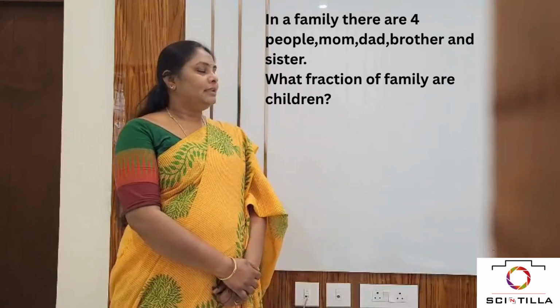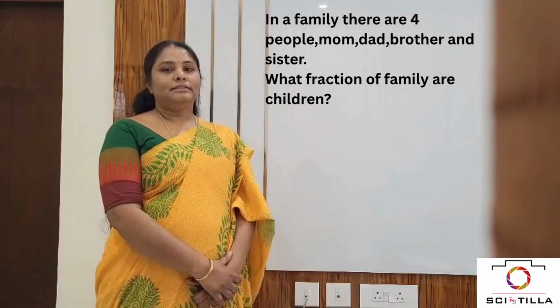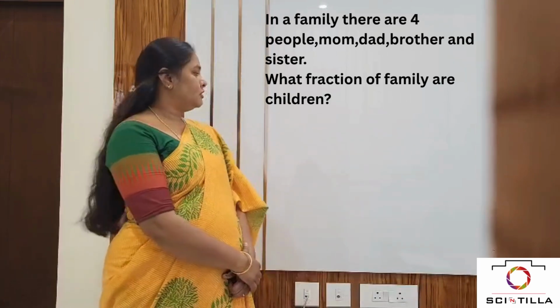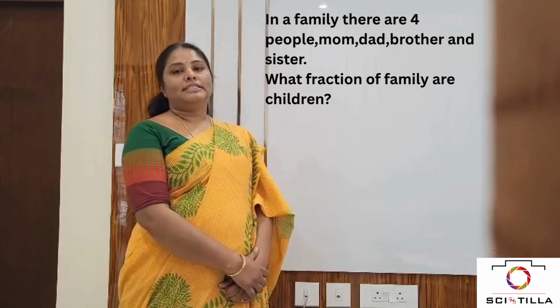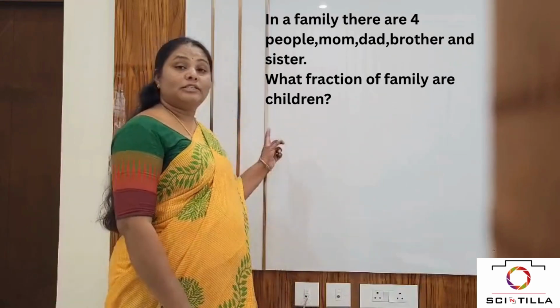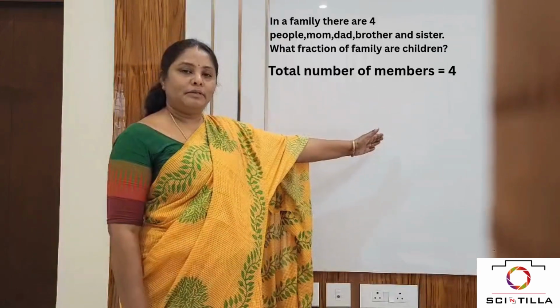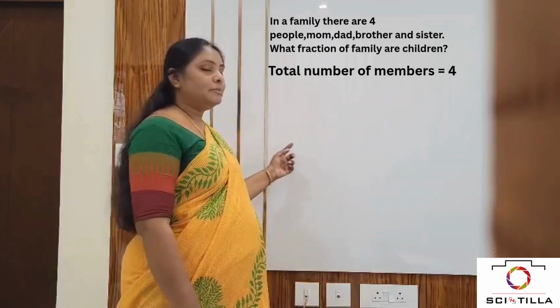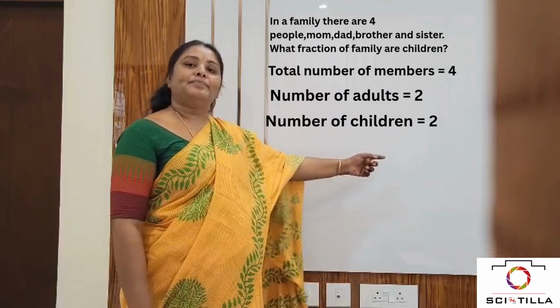Let us take one more example. So in a family, there are 4 members: mom, dad, brother and sister. Now the question is, find what fraction of the family are children. So now first, what do we need to find? The total number of family members. What is the total number? There are 4. The total number of adults is 2. The total number of children is 2.